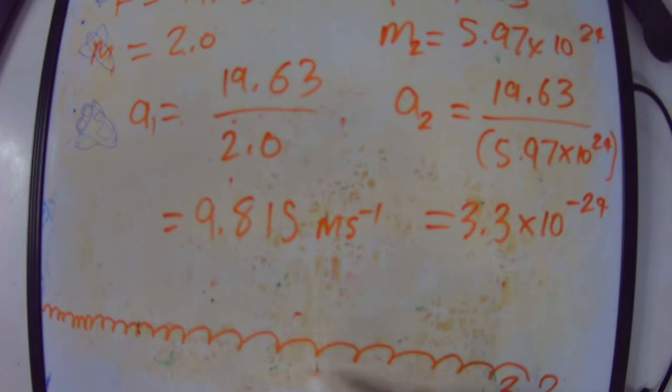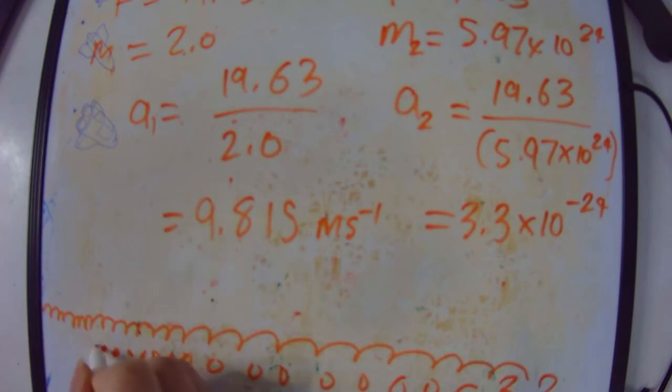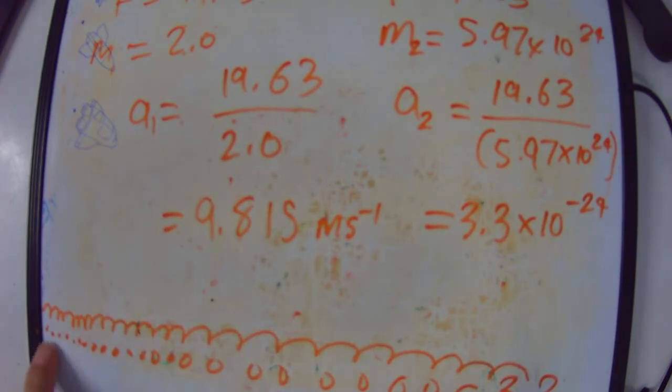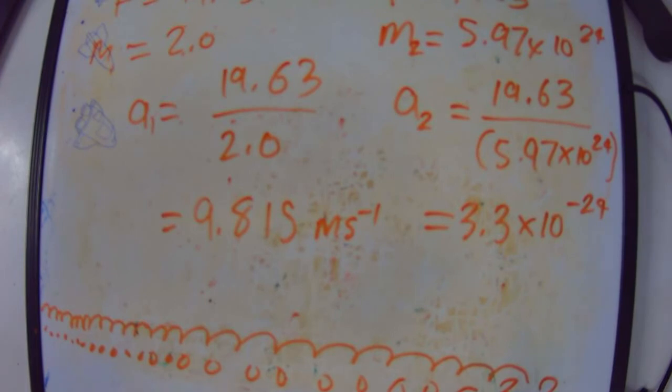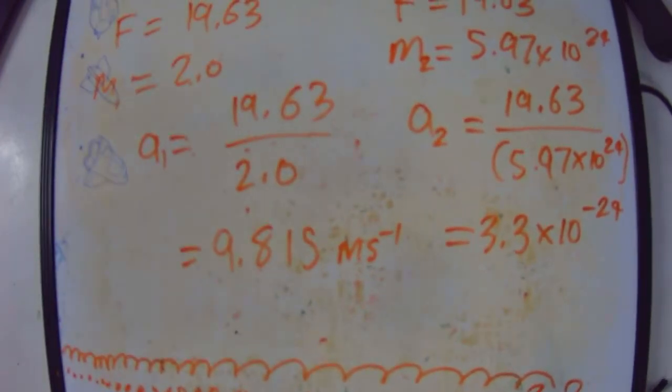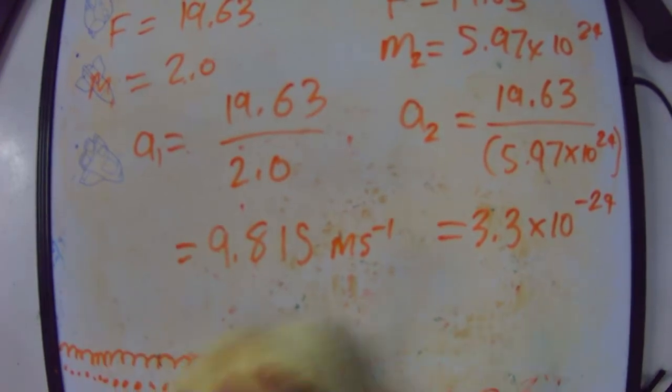So each of these steps, there's a 0. I don't even have enough space to write down all the zeros. So basically, it's 0.00033. In other words, it's a very, very small amount, very, very tiny acceleration. So it might as well be that the Earth is not moving.